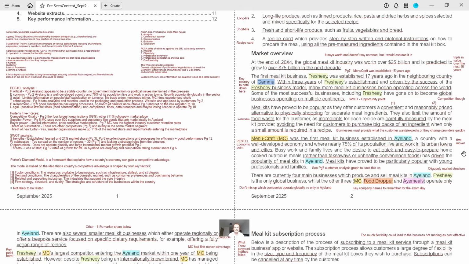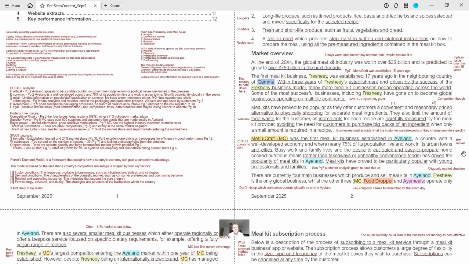And it says in terms of worth, it doesn't quite say in terms of revenue, but I would assume it's in terms of revenue. And if you make a point about that on the exam day, just be sure to clarify that to the marker. It's going to triple in value over the next 10 years.